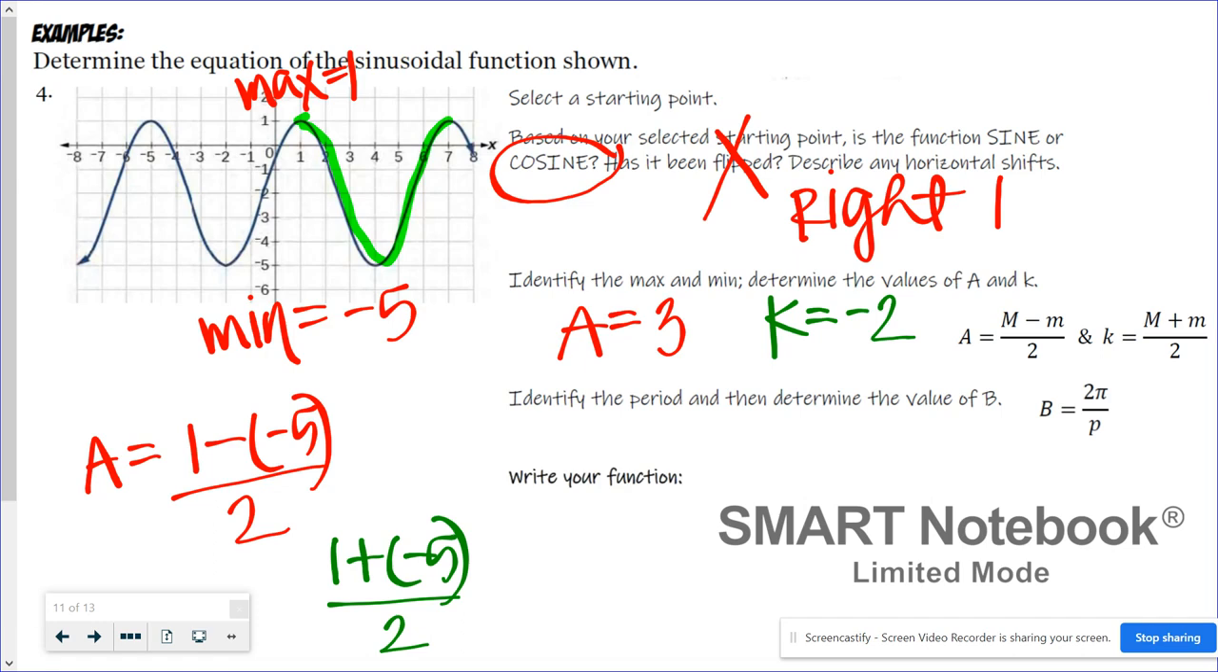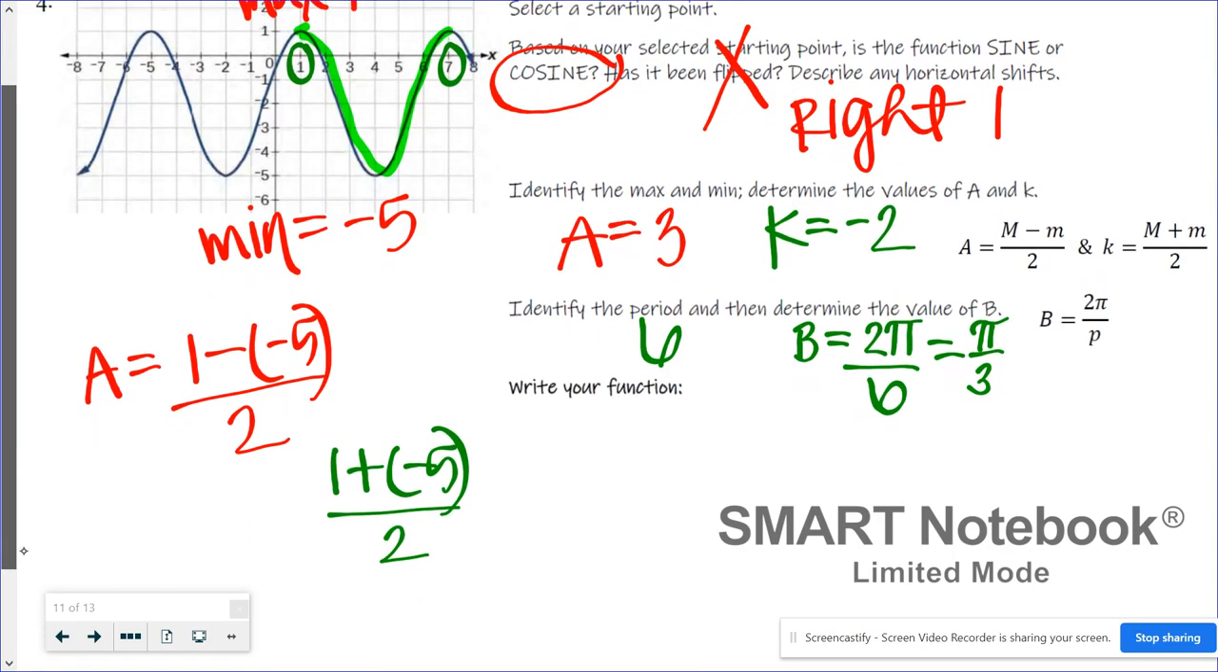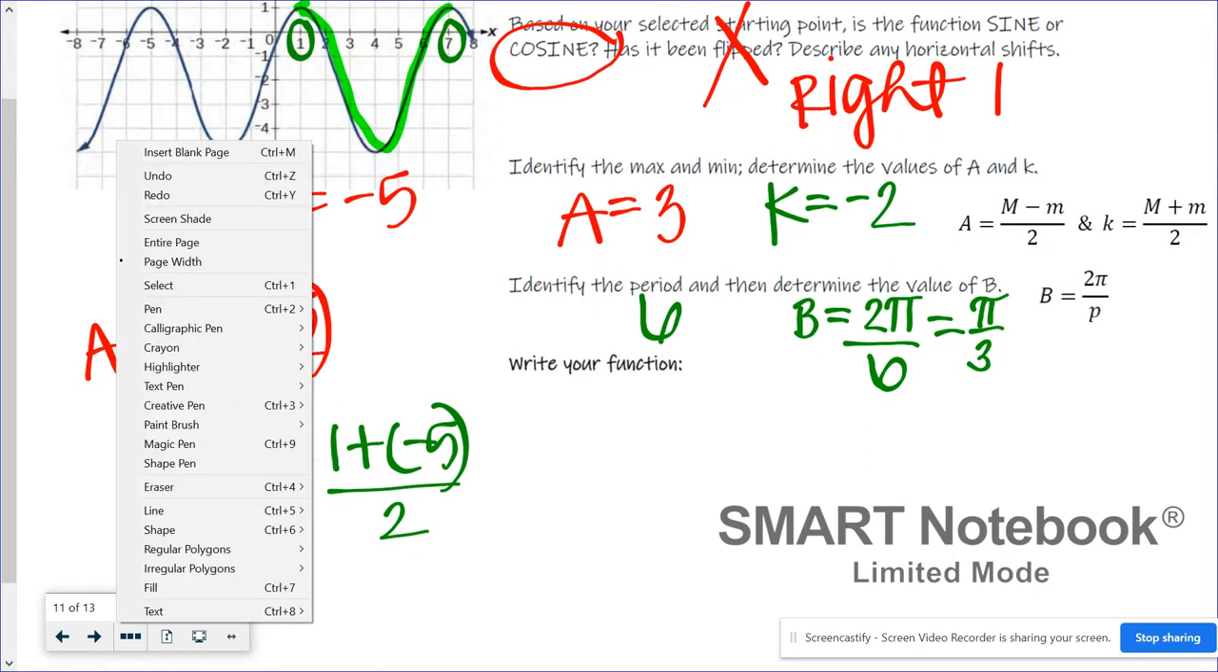Identify the period. So I highlighted one cycle, and it started at 1, and it ended at 7. So from 1 to 7, that would be 6. And then my B value is going to be 2 pi divided by 6, which will be pi over 3 once I simplify it. So once I've got all my key pieces, I can then write my function, okay?